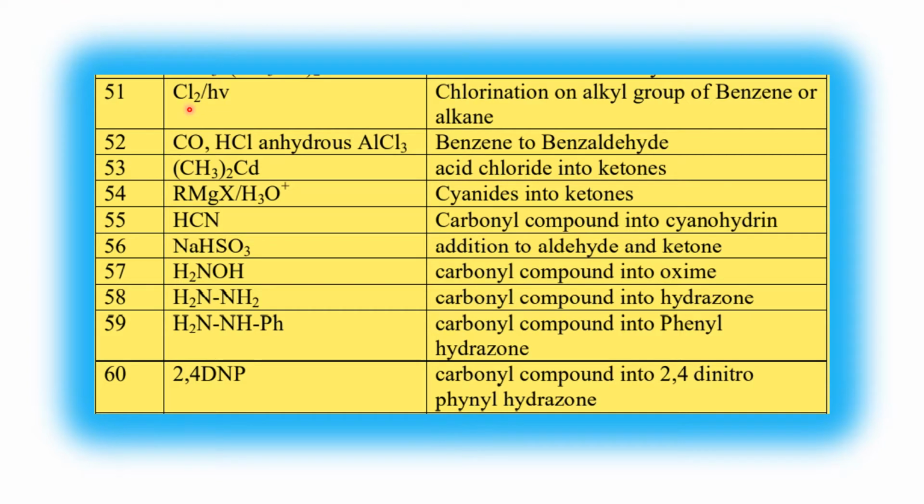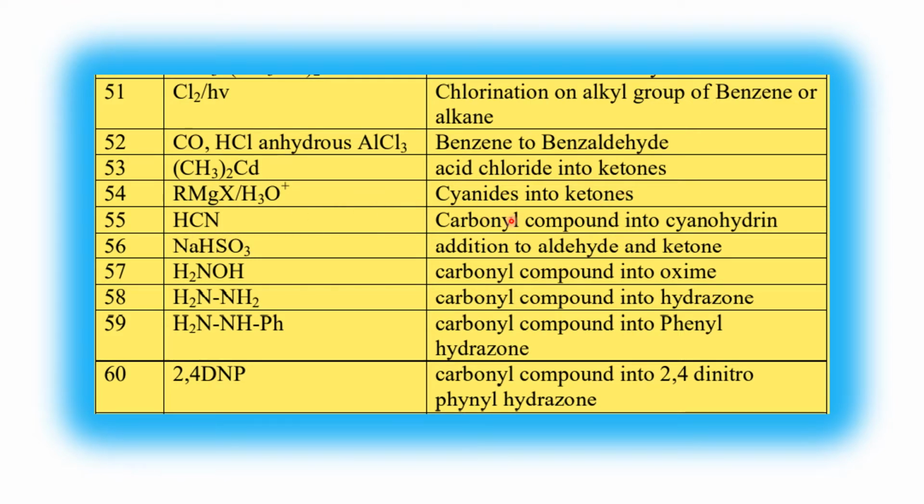See here, the 51st reagent is chlorine. In the presence of light, chlorination will take place in the alkyl group of the benzene or alkane. CO, HCl and anhydrous AlCl3 will convert benzene to benzaldehyde, and dimethyl cadmium with acid chloride gives ketone. RMgX, this Grignard reagent, on hydrolysis in the presence of an acid converts cyanide into ketones.